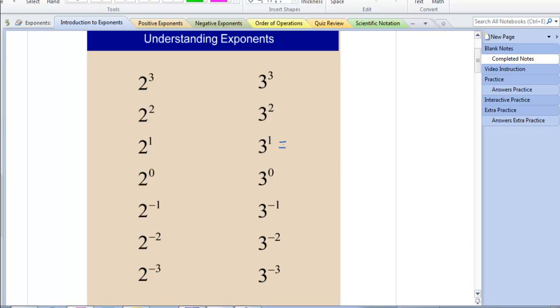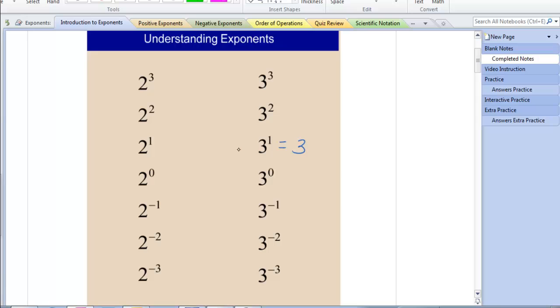If I have 3 to the first power, that means I have one of my base, 3. So the 3 is called the base, and the 1 is called the exponent. The exponent tells you how many of the base you have multiplied times each other. So I just have 1, 3. Therefore, 3 to the first is just 3.